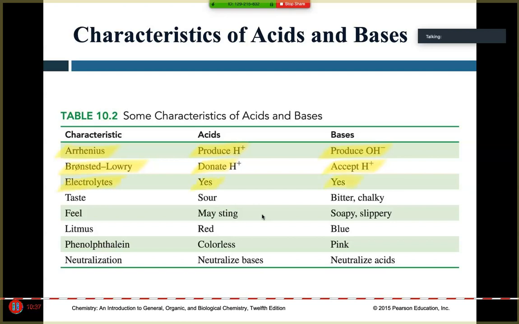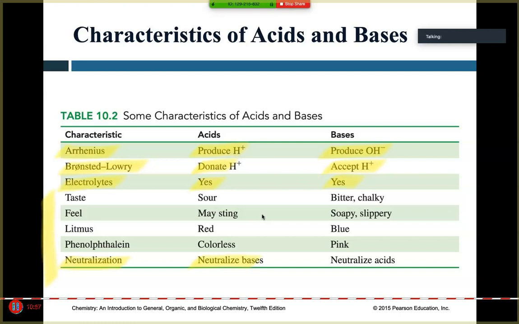Why are they electrolytes? Well, they're producing charged anions and cations, right? Either producing H plus or OH minus. When you have ions in solution, that solution can then conduct electricity, which makes it an electrolyte. Everything else here is mostly additional information, but we'll come to it towards the end.